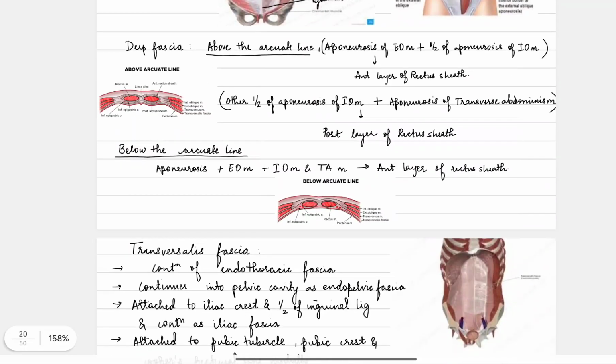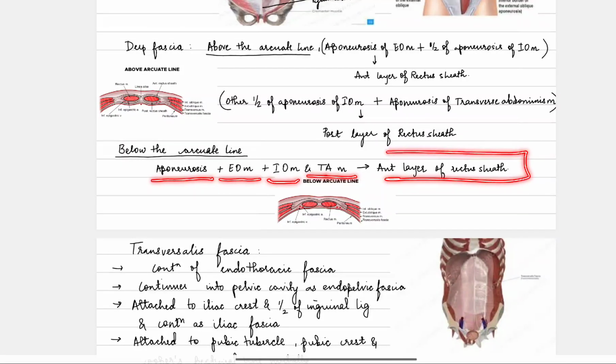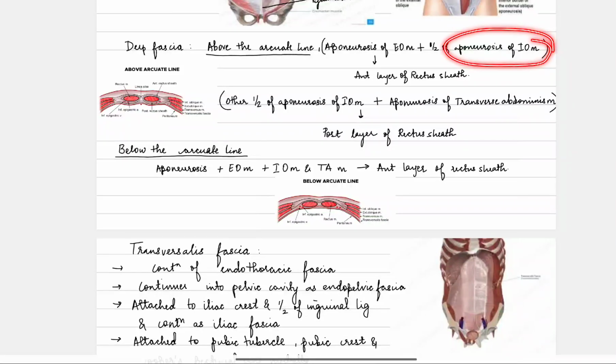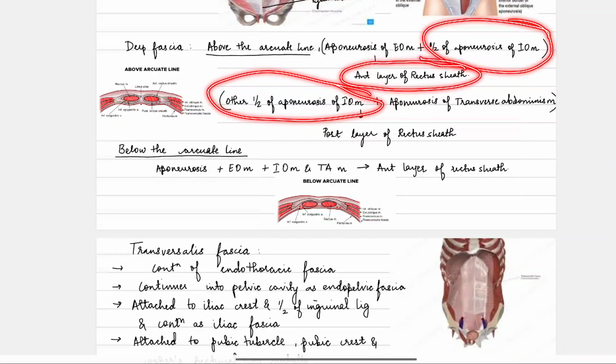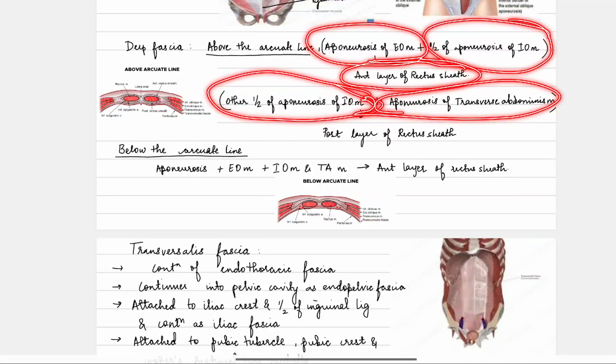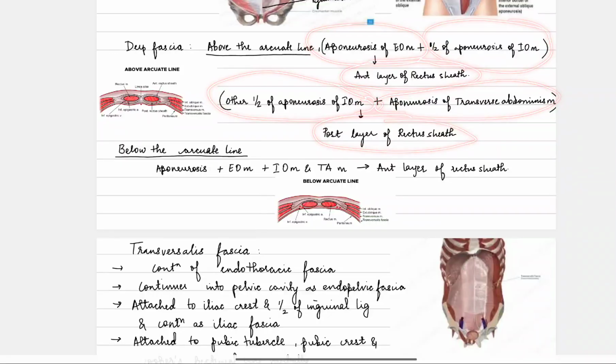Okay, but below the arcuate line, the aponeurosis of the external oblique muscle plus internal oblique muscle plus transverse abdominis muscle is the anterior layer of the rectus sheath. Means this internal oblique muscle is divided. The aponeurosis of this internal oblique muscle is divided. Half is in the anterior layer with the aponeurosis of the external oblique muscle and the other half is with the aponeurosis of the transverse abdominis in the posterior layer.